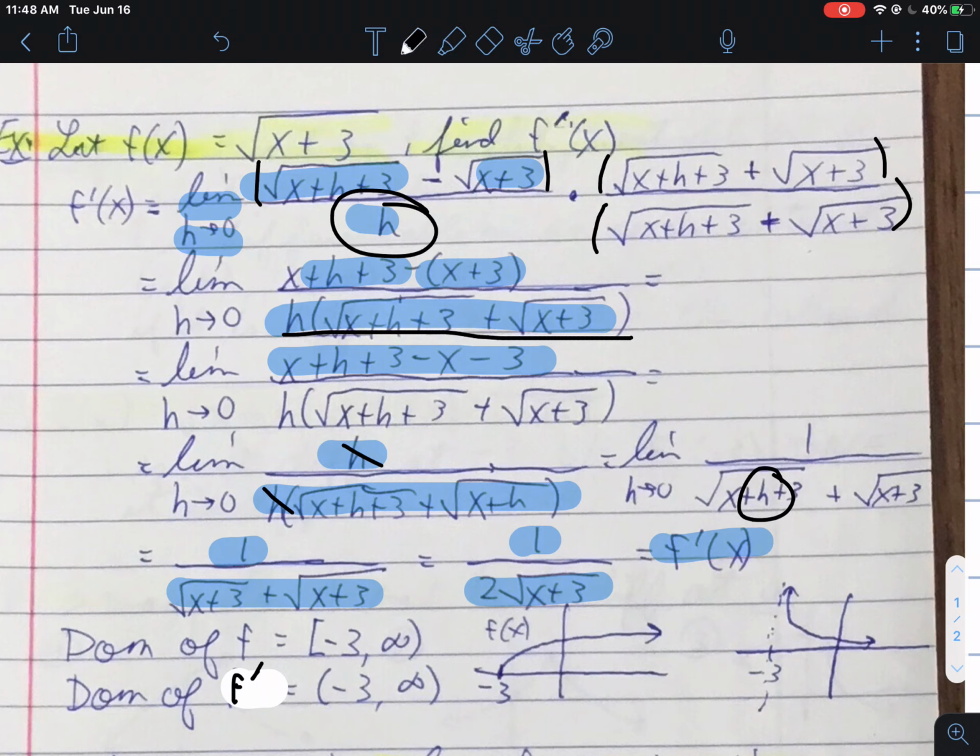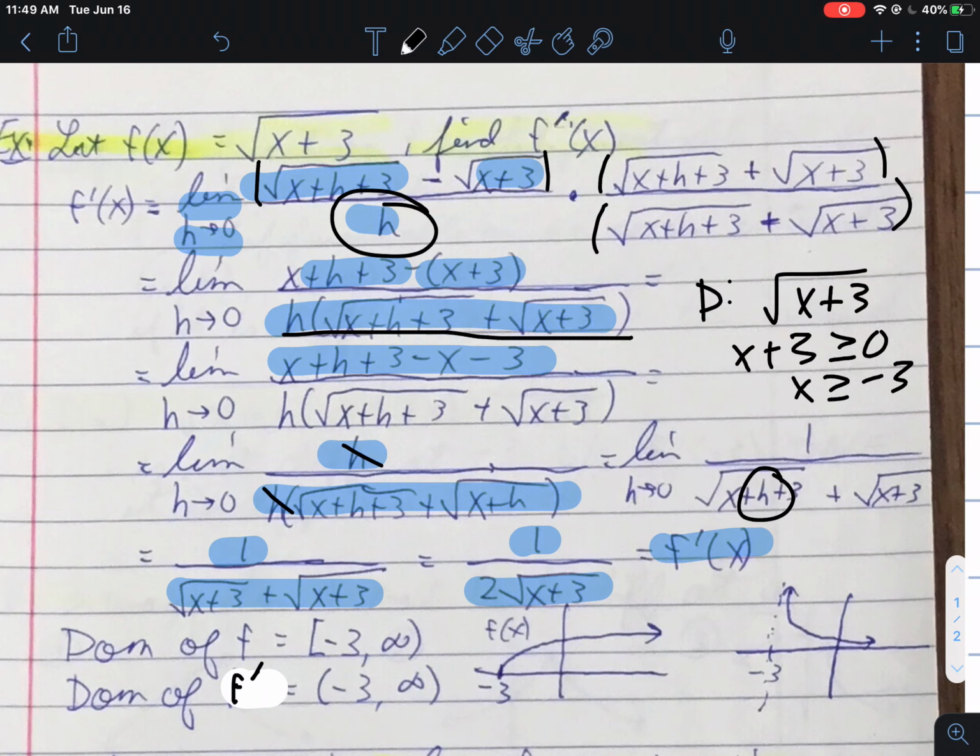quick reminder, how do I find the domain of a radical? Domain of a square root. When you have a square root function, we always take the radicand, set it greater than or equal to 0, and solve. So I get x greater than or equal to -3.